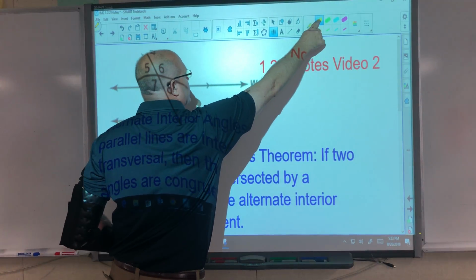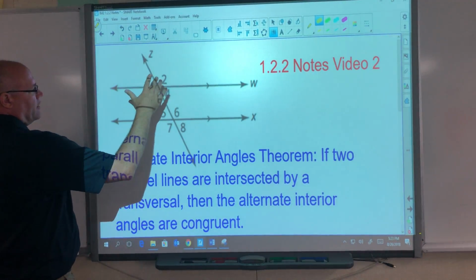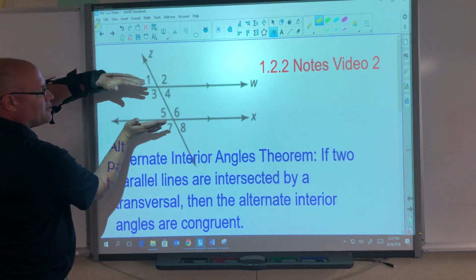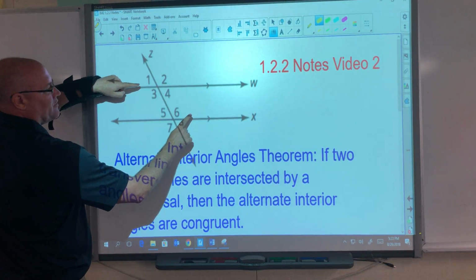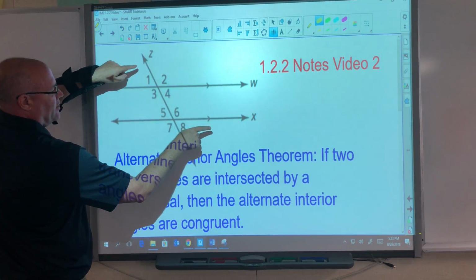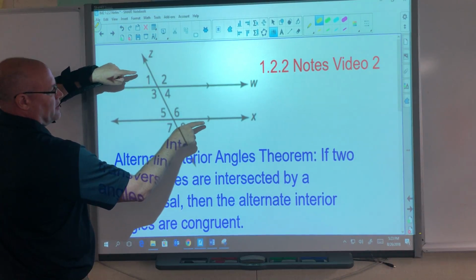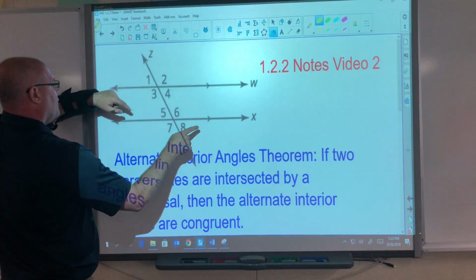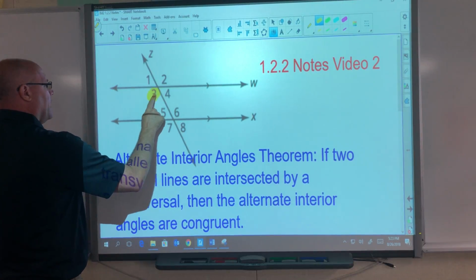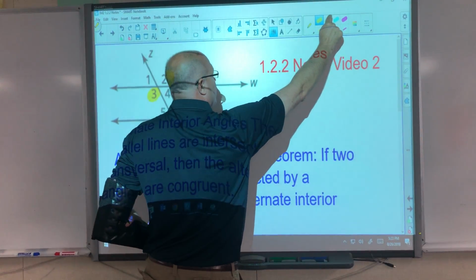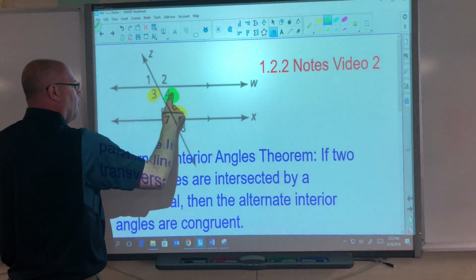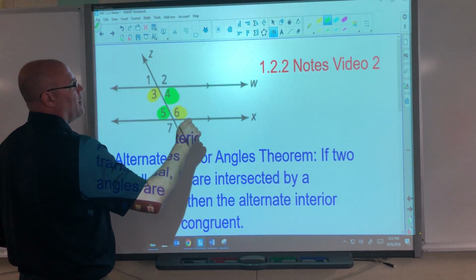Okay, so let's look at the alternate interior angles. Interior: in between the two lines. Alternate: on the alternate side of the transversal, and adjacent to the alternate parallel line, if you will. So an example would be angle 3 and angle 6. The other example would be angle 4 and angle 5.